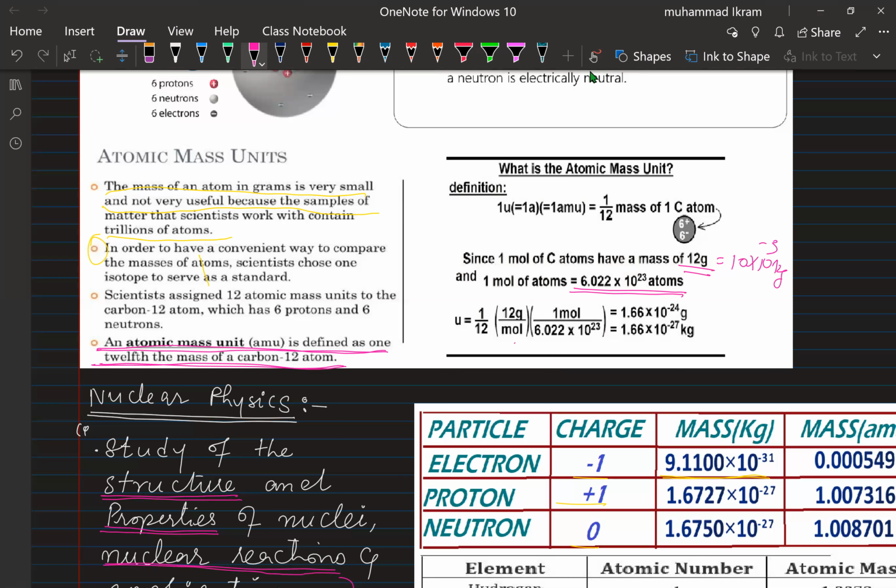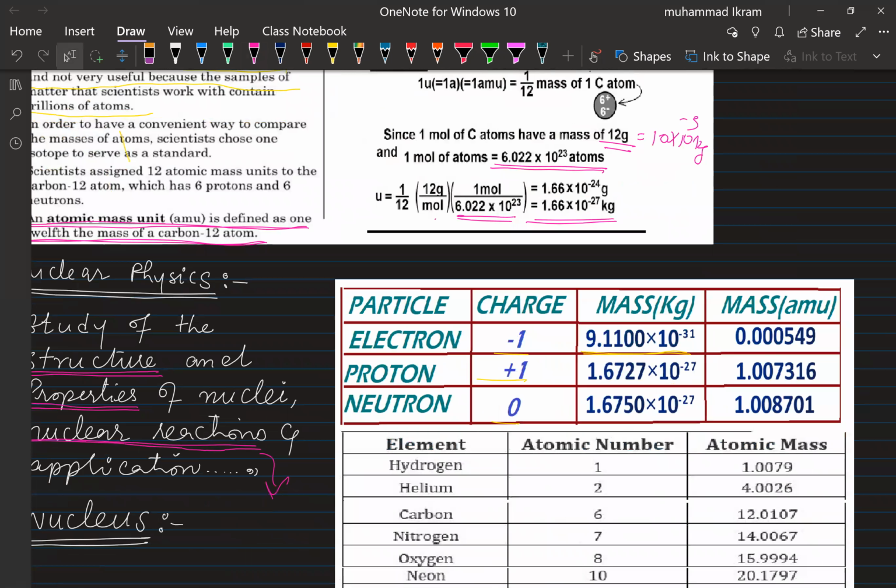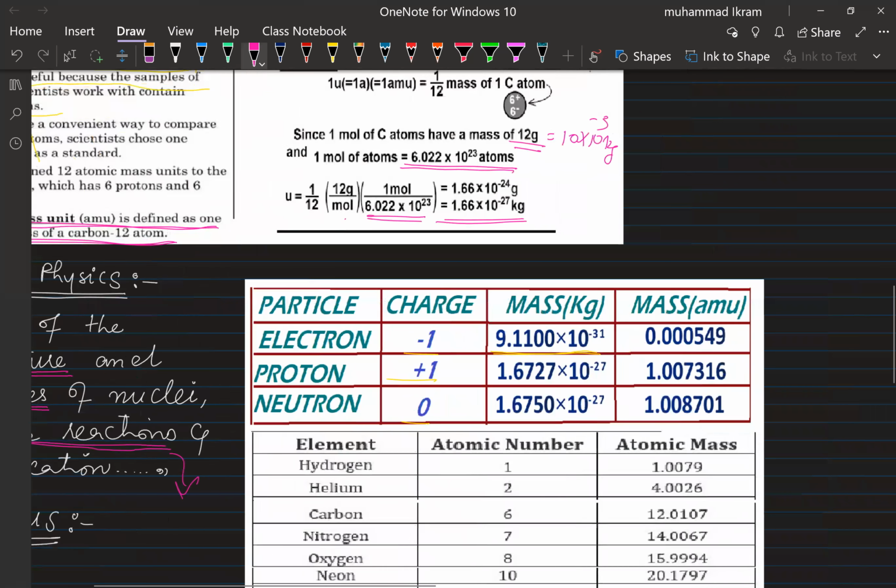So that is what will be the mass of one such particle. So it will be 12 gram divided by this number for one such atom. So it will come out to be 1.66 into 10 to the power minus 27 kilogram. So here you see that the mass of one electron then comes out to be 0.00549 using this, the mass of the proton like this, and the mass of the neutron like this. This is very easy.